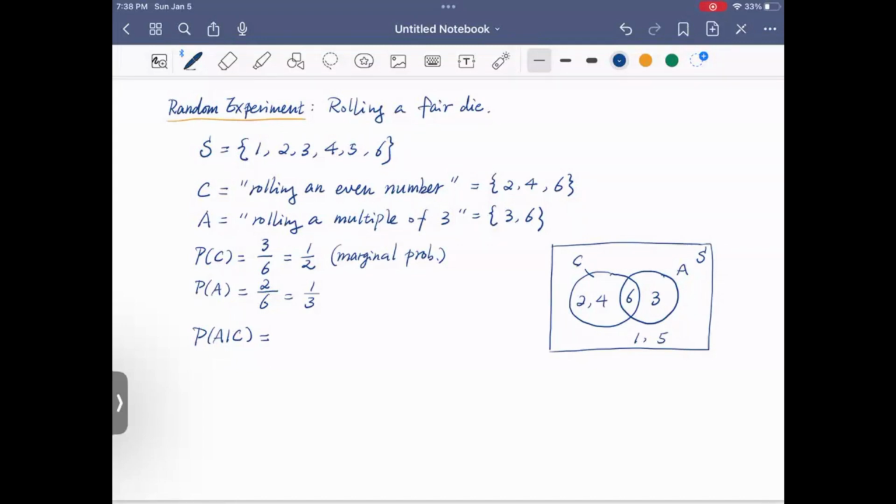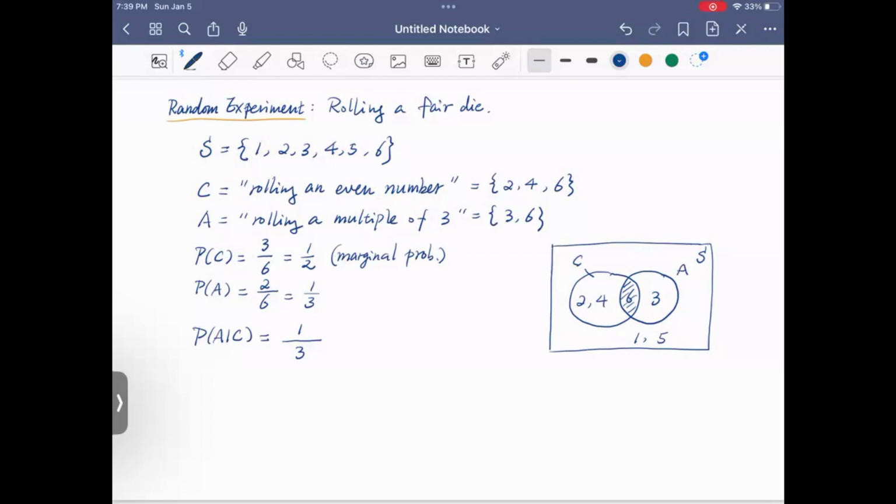So now let's try to calculate the probability of A given C. Now we know that C has already occurred. So there are 3 numbers in C, which are 2, 4, and 6. So 3 elements in C. What is the probability that A also occurs? A occurs when we roll a 3 or 6, but only 6 is also in C, which is in the intersection of A and C. So there's only 1 element in the intersection. So in other words, given that C occurs, the probability that A also occurs is 1 divided by 3, because there is only 1 element in the intersection.